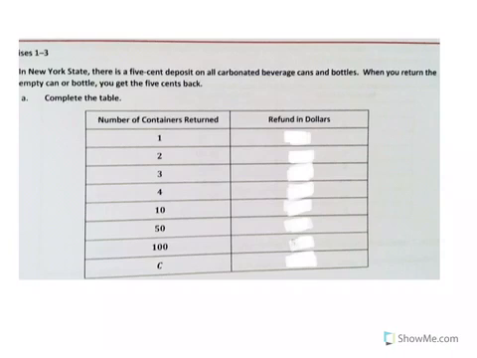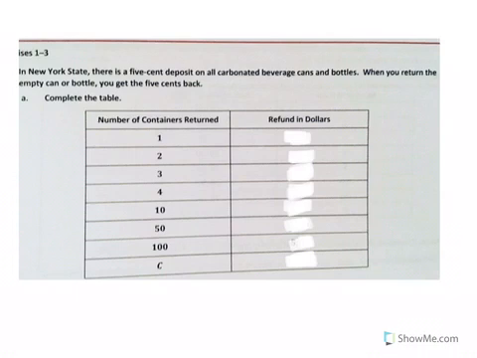Okay, I'm going to read this example for you. In New York State, which, side note, EngageNY is a math curriculum that comes from New York. That's why New York is used for a lot of these examples, because that's where it comes from. In New York State, there is a 5-cent deposit on all carbonated beverage cans and bottles. When you return the empty can or bottle, you get 5 cents back. So, if you drink a can of soda and then you go return it, you get 5 cents back.